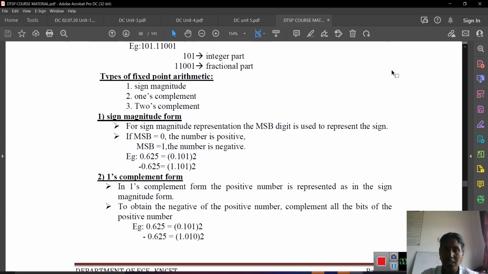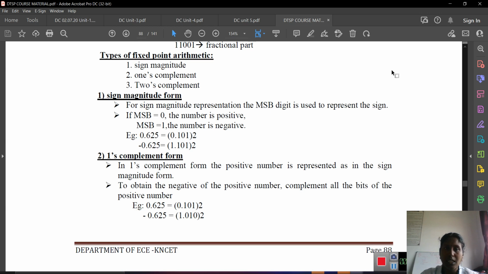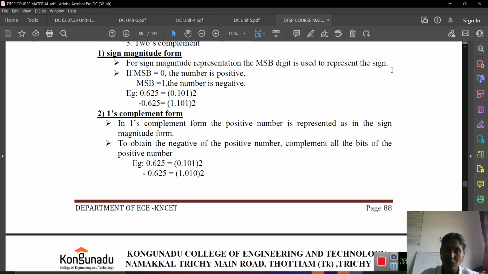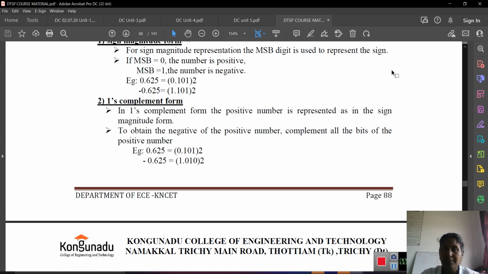Types of fixed point arithmetic: sign magnitude, 1's complement and 2's complement. For sign magnitude representation, the MSB is used to represent the sign. If MSB equals 0, the number is positive; if MSB equals 1, the number is negative. So, 0.625 is 0.101 in binary, and for minus we put 1.101. That is the difference here.